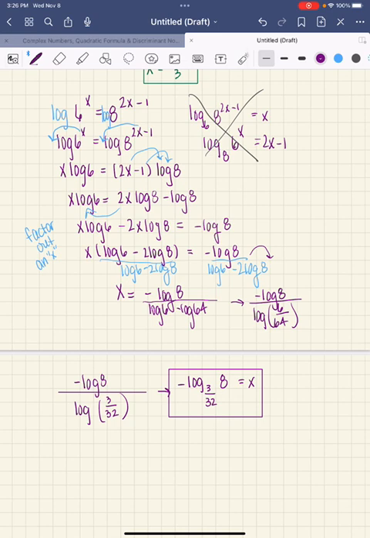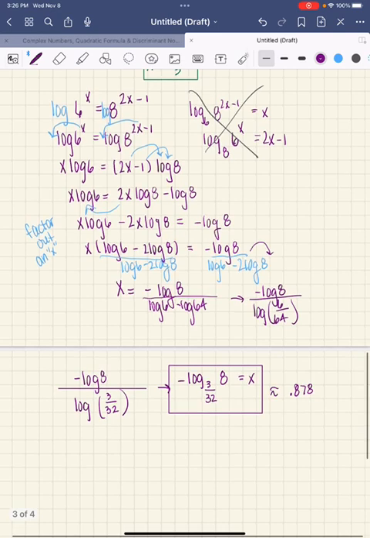So let's plug it into our calculator and see how we did. I really hope I did it right. So I'm going to take a minute here to type it into my calculator, you can fast forward. Log base 3 over 32 of 8. I'm sure you can hear me typing. Okay, this is approximately 0.878. Okay, so I'm going to check my answer. You should as well. And let's hope it's right.